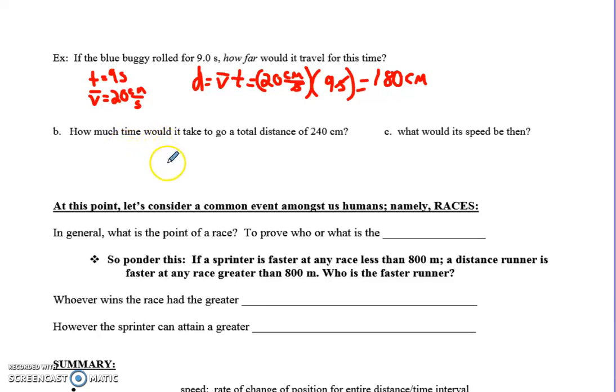Now, if we want to know how much time it would take to go the 240 centimeters, we're looking for time, so we can use that third equation from above, that the time is equal to the distance it travels divided by the average speed. So if we want to know how long it takes to go 240 centimeters, and it's traveling at 20 centimeters per second, we have 240 over 20. What we end up getting is what? 12 seconds. And I'll leave this for you to work out, but a centimeter over a centimeter per second, the seconds cancel out and we're left with just seconds.